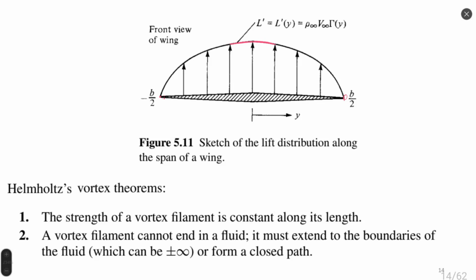There are two Helmholtz theorems which we are using, as I told you already. The first one is: the strength of a vortex filament is constant along its length. So we will use a vortex filament of constant strength, which simplifies the solution a lot. So we do not see a function anymore. We can bring the strength of the vortex outside of the integral. And the second one is: a vortex filament cannot end in a fluid. It must extend to the boundaries of the fluid, which are at plus minus infinity, or it can form a closed path.